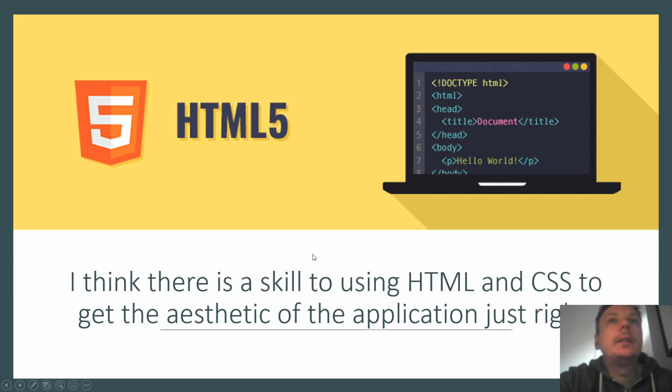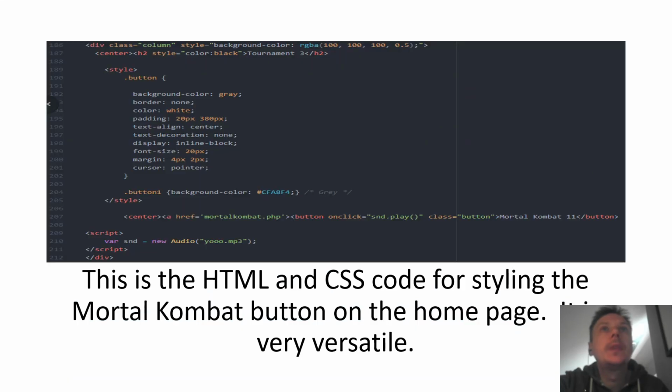So I think there's a skill to using HTML and CSS as well to get the aesthetic of the application just right. And it took me a long time to polish the whole application and make it look, you know, universal, and all the pages kind of blend together. So this is the HTML and CSS code for styling the Mortal Kombat button on the home page. And the CSS is very versatile. You can change to any color, any size.